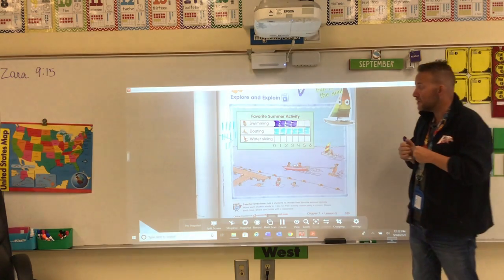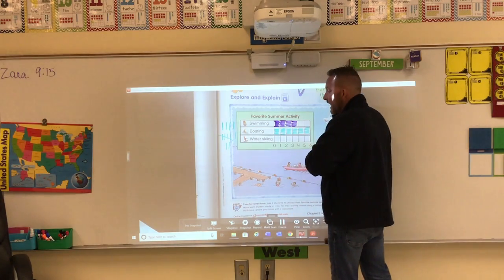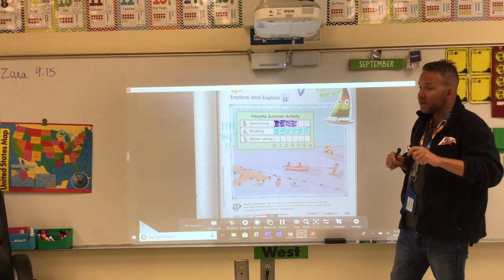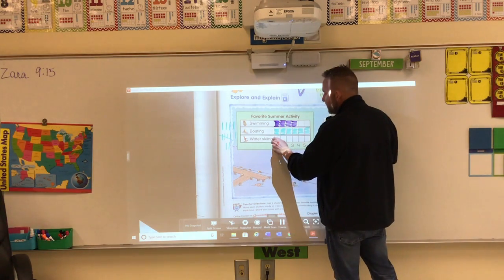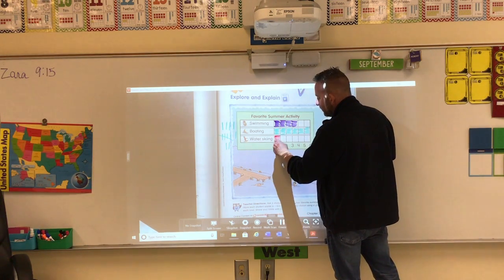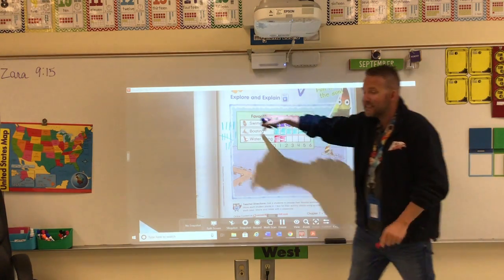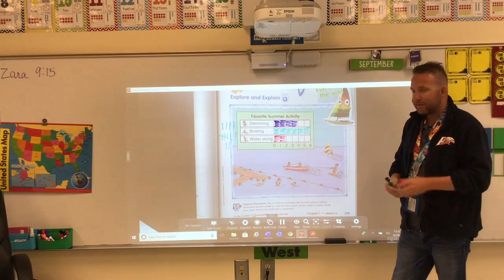Okay, now I need to move on to water skiing. And I see that there are 2 tallies for water skiing, so I'm only going to color in 2 squares of the bar graph. 1, 2. I have now used my tally data to make a bar graph.